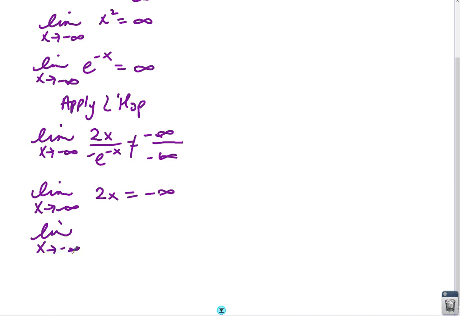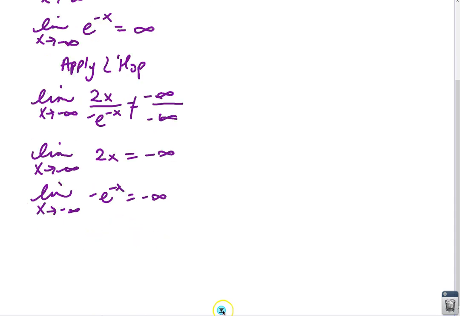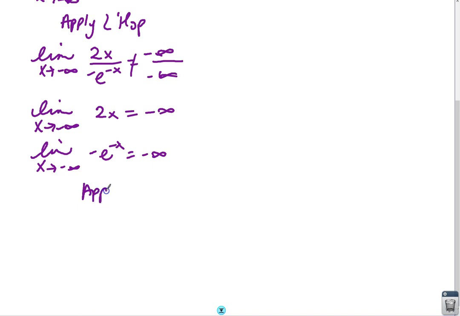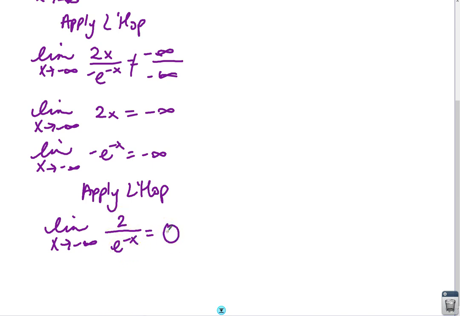Negative infinity of negative e to the negative x is also negative infinity. So I can apply L'Hopital, and I end up with the limit as x approaches negative infinity of 2 over, well, the derivative of negative e to the negative x is just e to the negative x. So now I can plug in negative infinity here. E to the negative of negative infinity, so e to the infinity is basically infinity. 2 divided by that is 0. So my limit is actually 0.